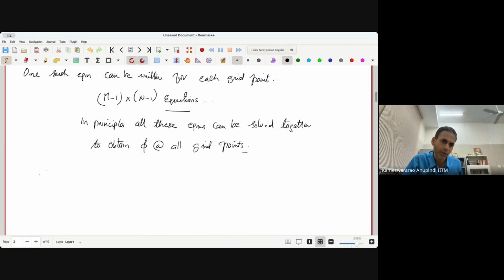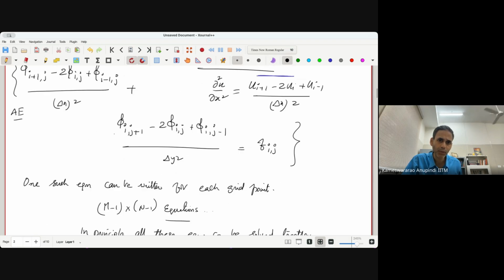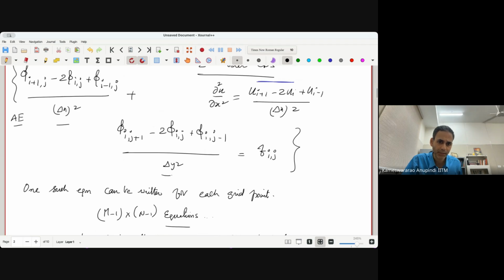Let me also try to simplify a little bit. Let me assume that our grid is not only uniform, it is also the same in both x and y directions. Let's assume delta x equals delta y, and then what I can do is take delta x and delta y to be the same, and I can send it to the right hand side.